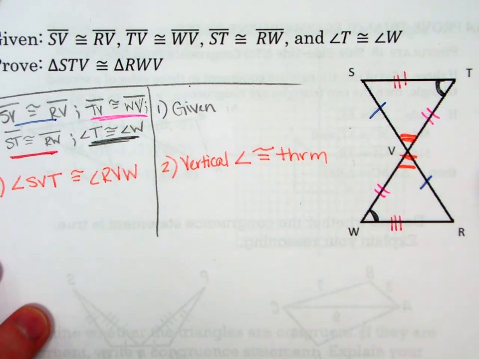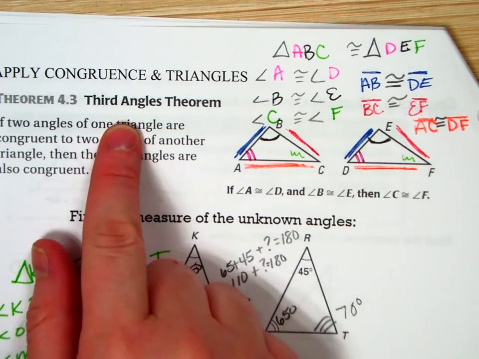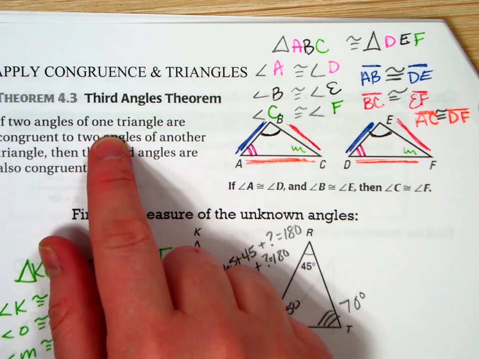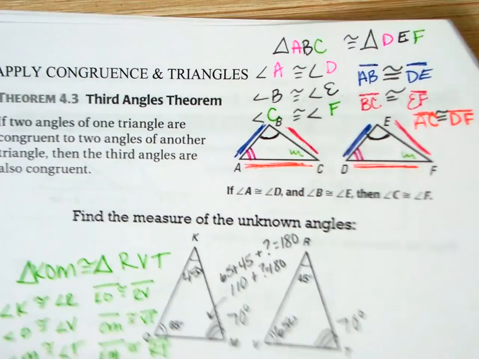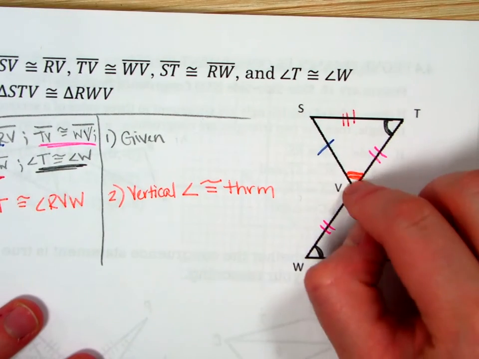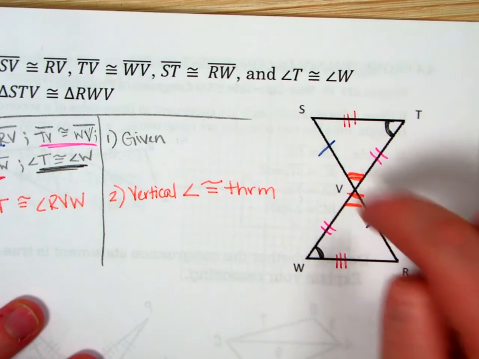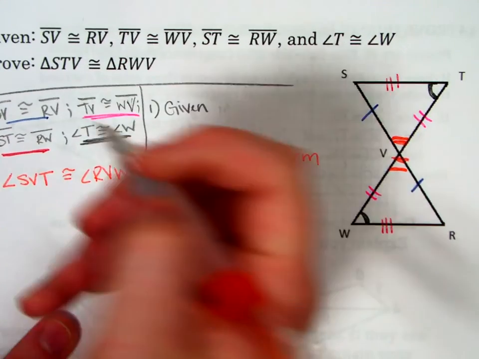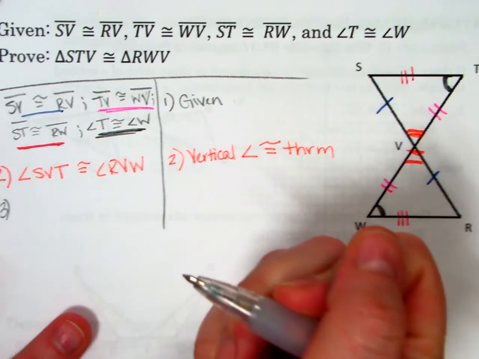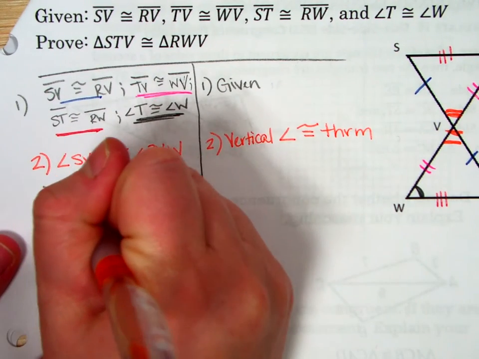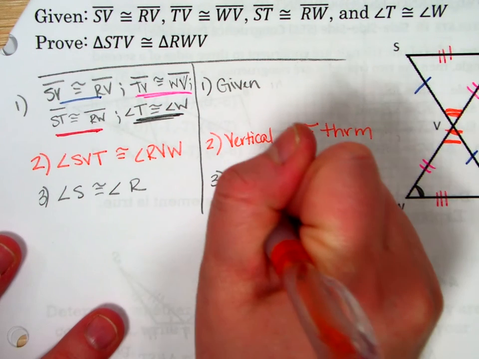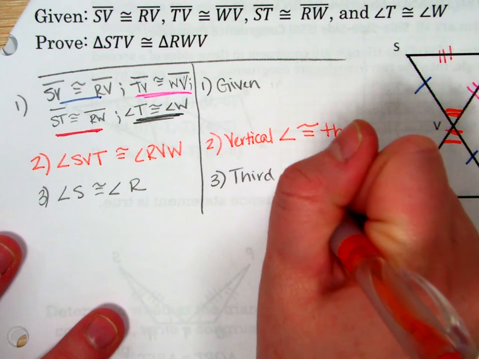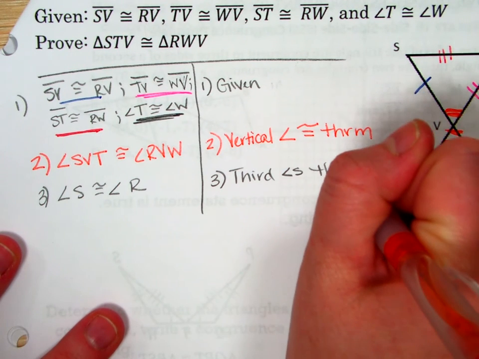So now that I know these two pairs of angles are congruent, I know angle S and angle R must be congruent. How do I know that? Well, we talked about the third angles theorem. If two angles of one triangle are congruent to two angles of another triangle, then the third angles are also congruent. These two angles are congruent to these two angles, so angle S and angle R must be congruent. So, step number 3, angle S is congruent to angle R. And that would be the third angles theorem.